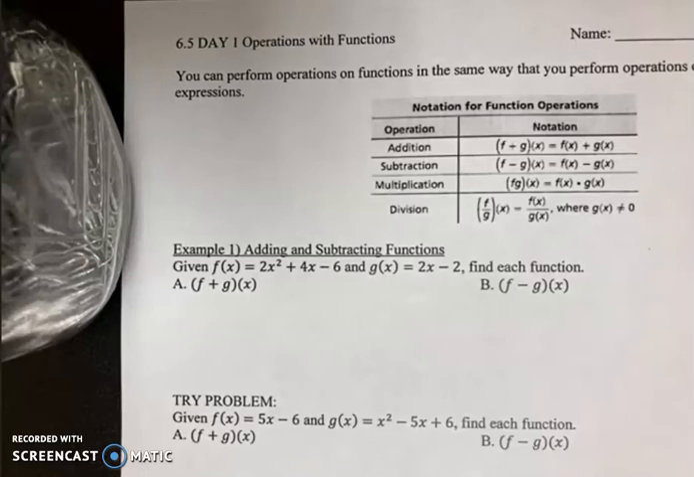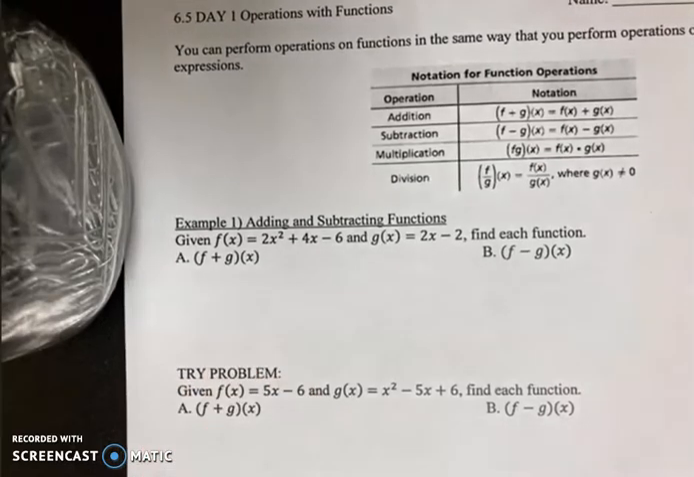This video focuses on operations with functions. You can actually perform operations like addition, subtraction, multiplication, and division on functions just like how we would with numbers or expressions. The way that we perform these operations has a specific type of notation. We're going to start with the notation for adding and subtracting functions.